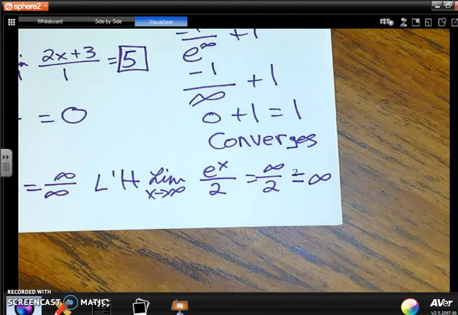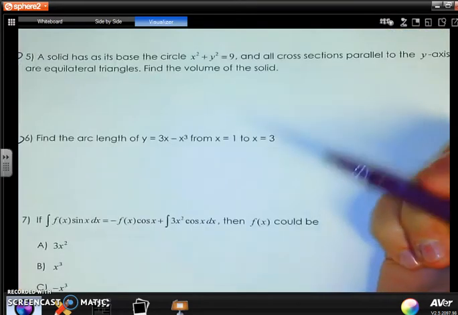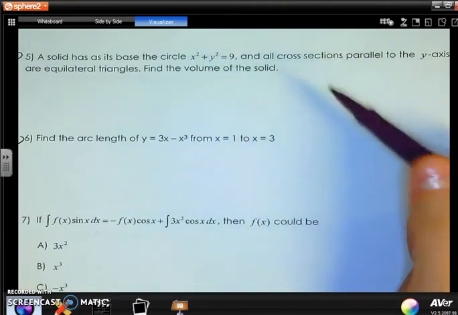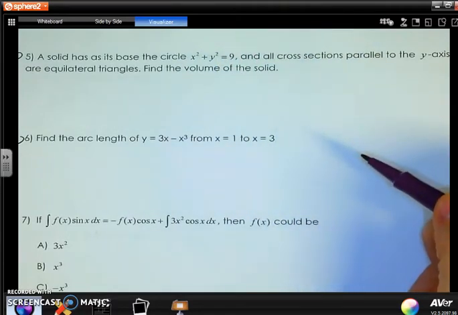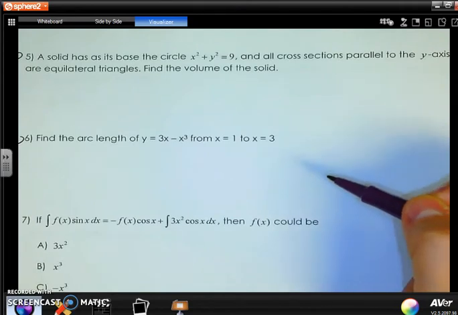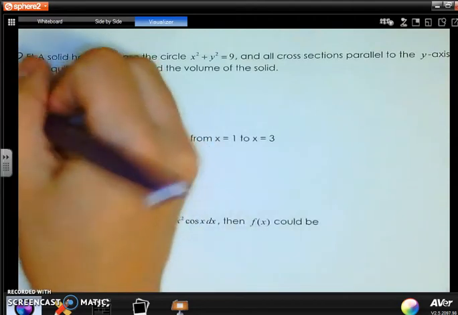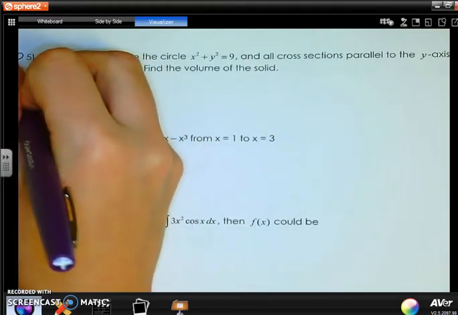Okay, so we've got that one there. All right, so the next question says a solid, it has a circle there, and we're trying to find cross sections parallel to the y-axis that are equilateral triangles and find the volume. So I might sketch a circle here to start with. Okay, so you've got a circle.